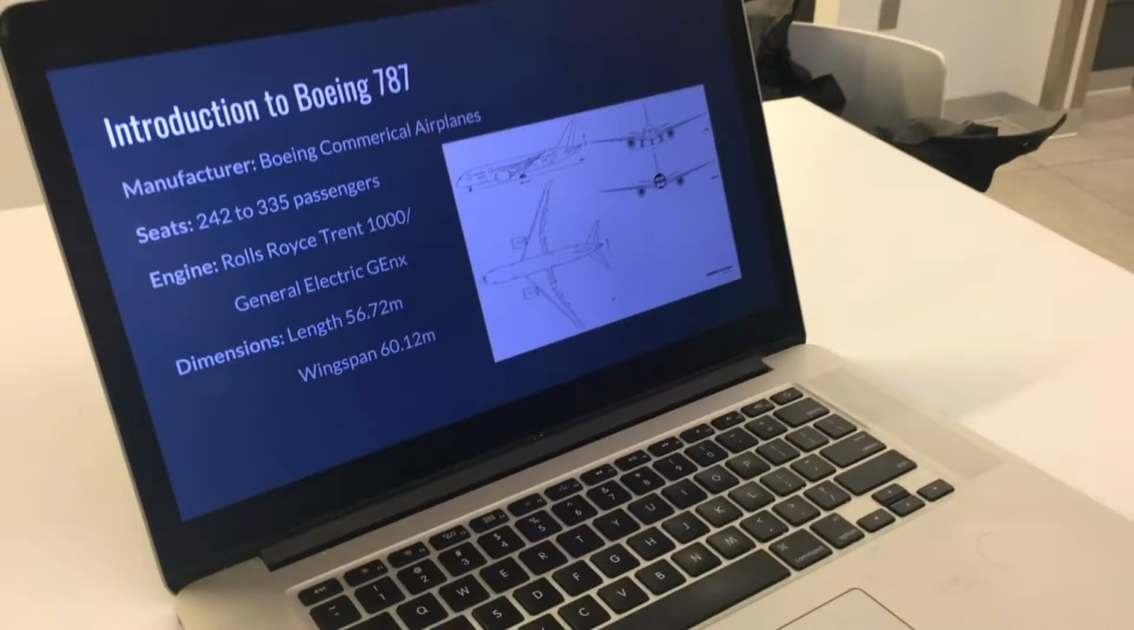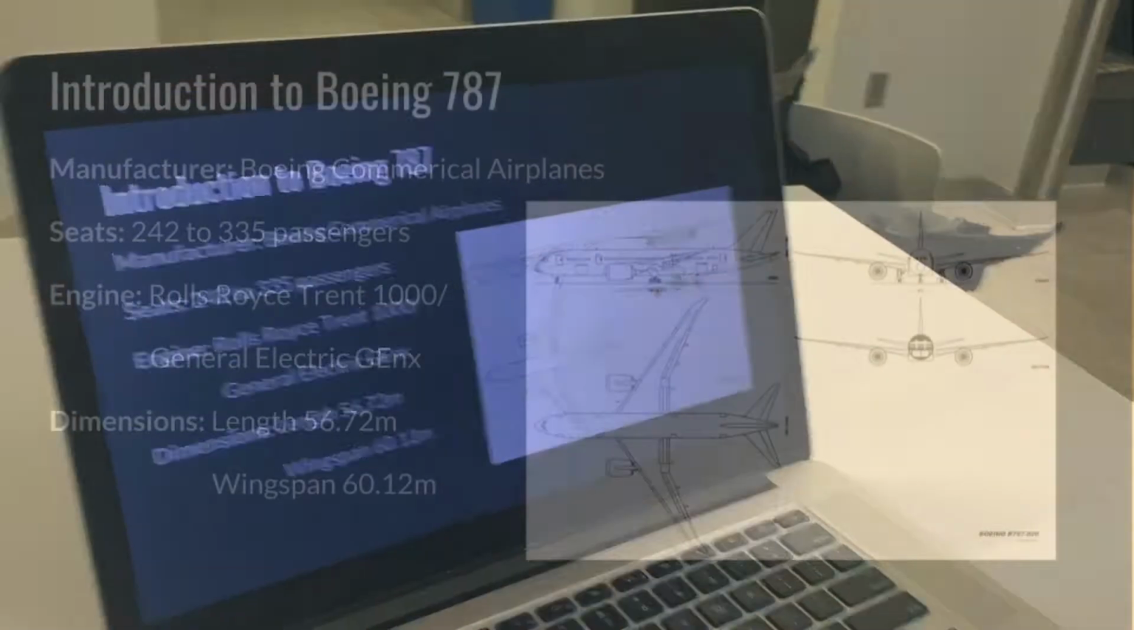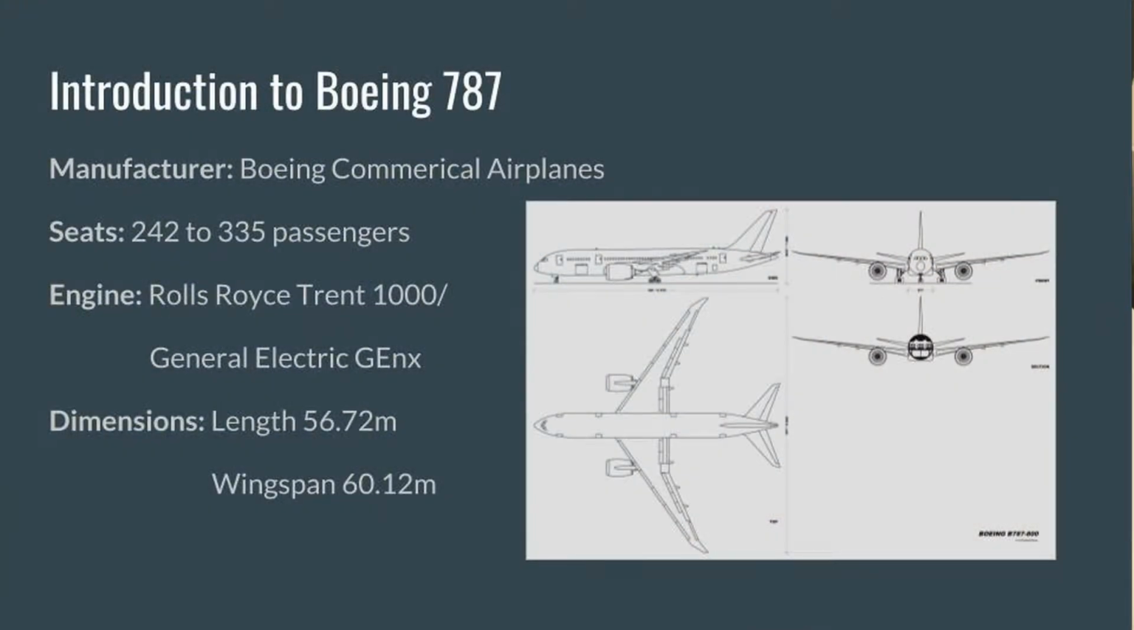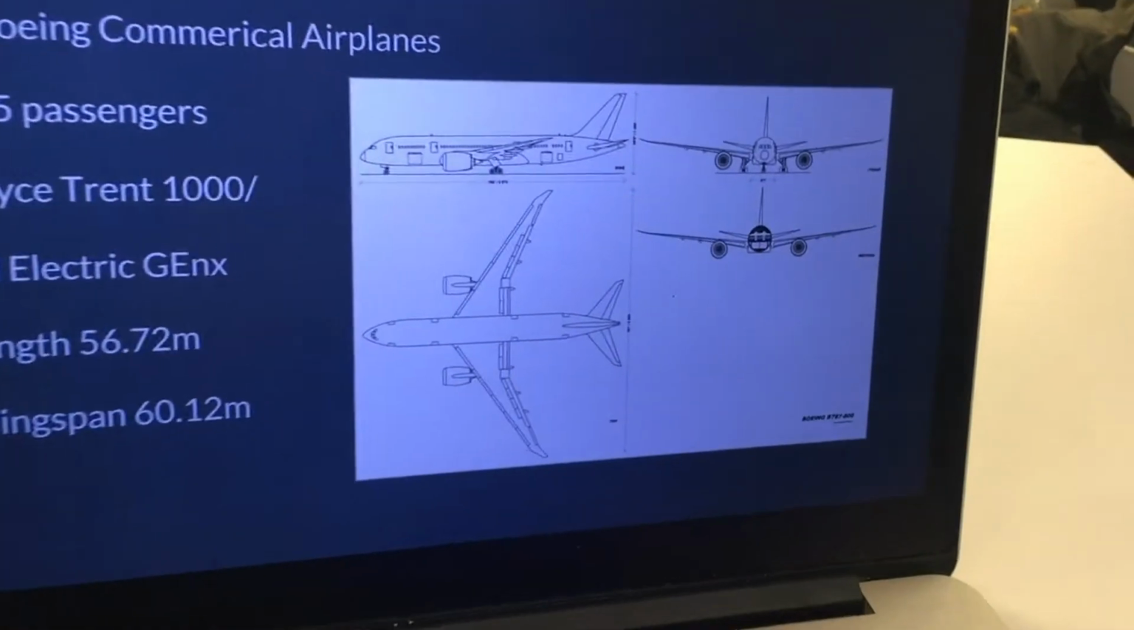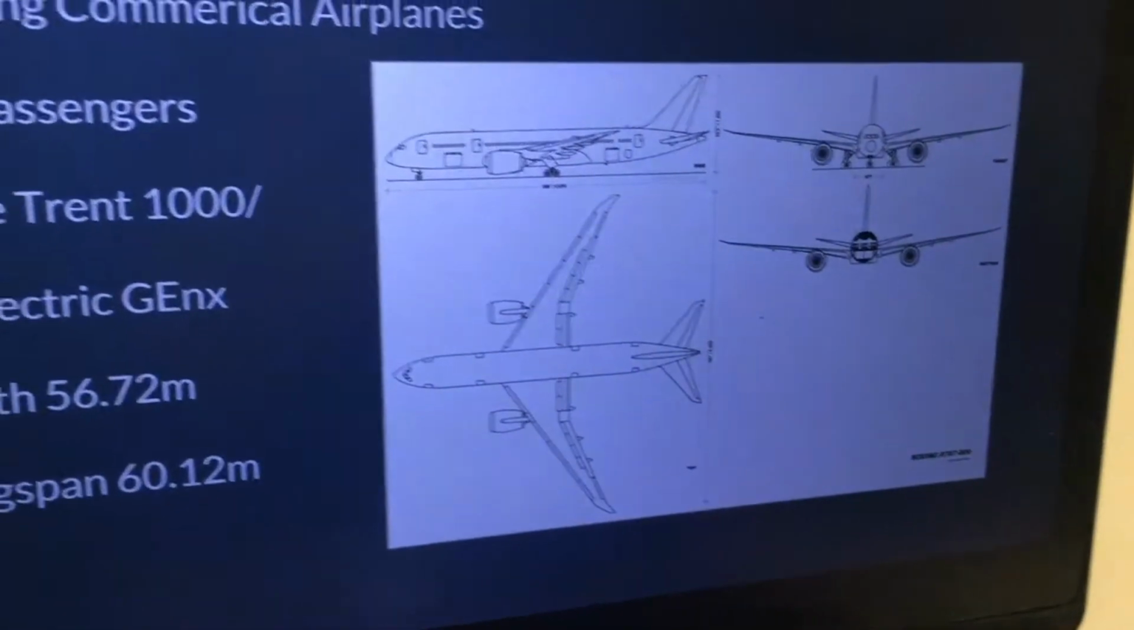Here's our introduction to our Boeing 787. The manufacturer is Boeing Commercial Airplanes. It seats 242 to 335 passengers. It uses the Rolls-Royce Trent 1000 or the General Electric GEnx engine. The length is 56.72 meters and the wingspan is 60.12 meters.